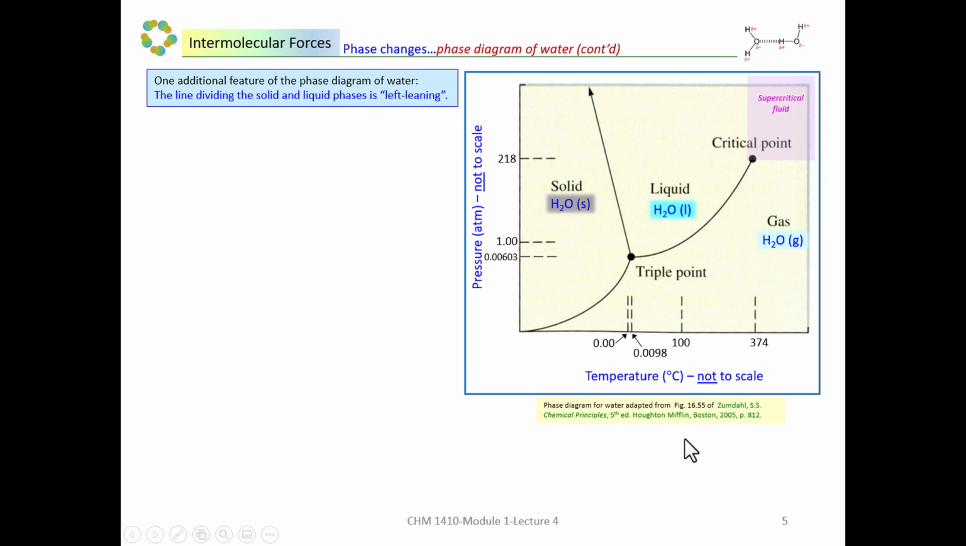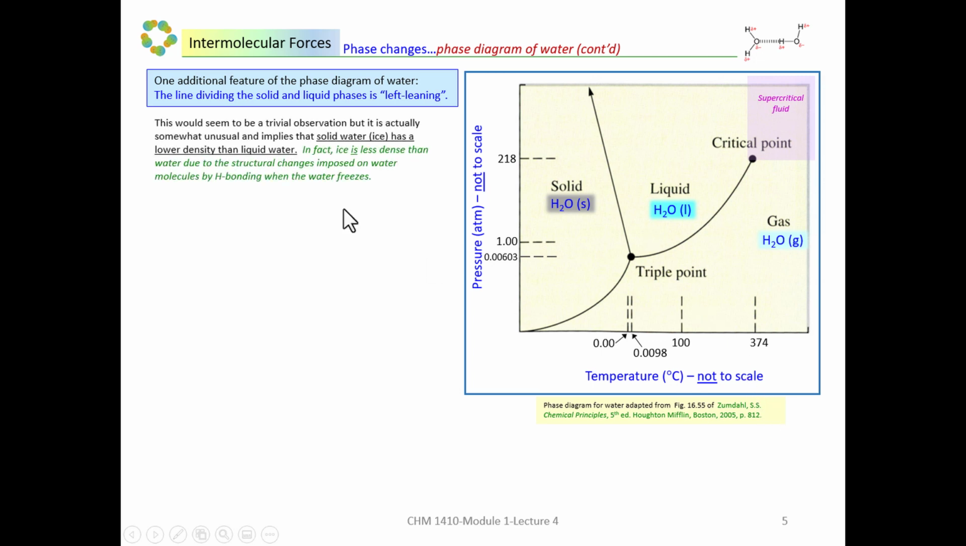One additional feature of the phase diagram of water that we want to point out here is that the line dividing the solid and liquid phases is left leaning. It leans to the left. So let's see why that might be important. What it implies is that solid water or ice has a lower density than liquid water.